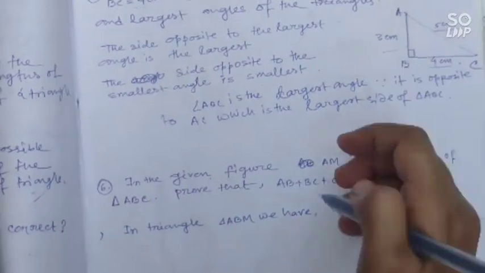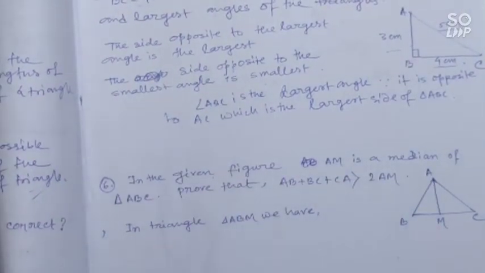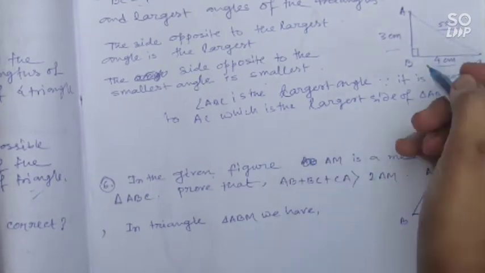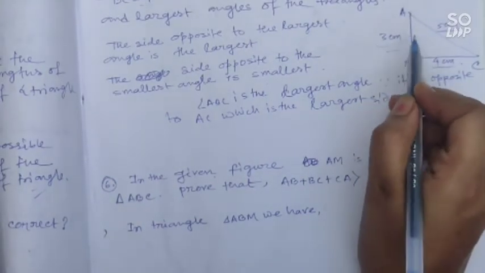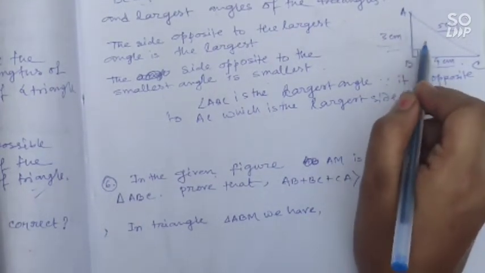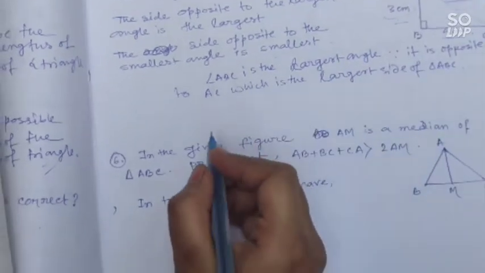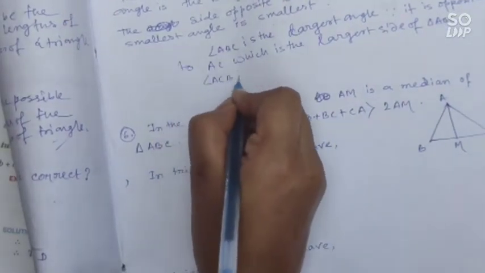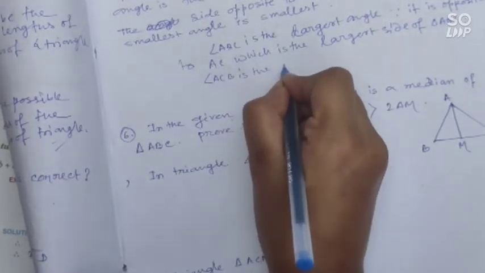Okay, clear? Next, what is the smallest angle? What is the smallest angle? 3 centimeter. This is the smallest side, and the opposite angle of this side is angle ACB. Angle ACB is the smallest angle.